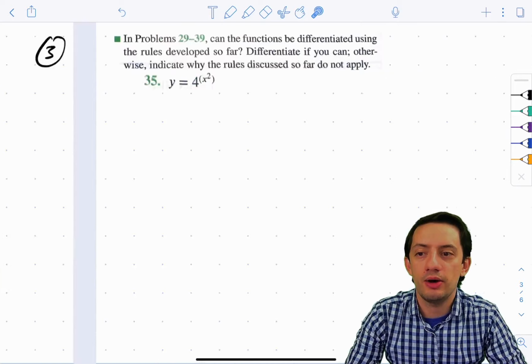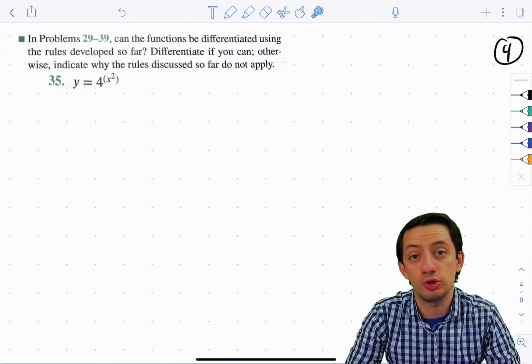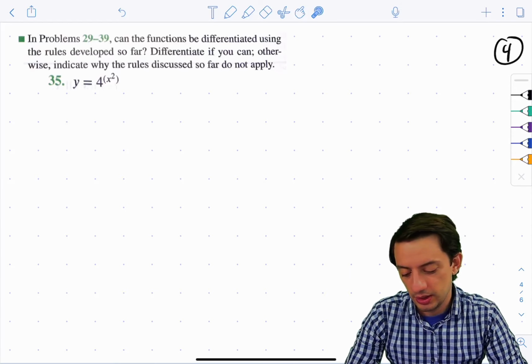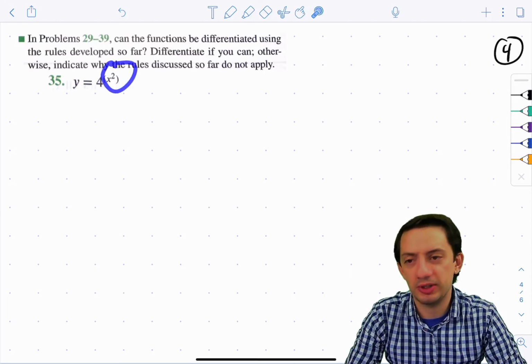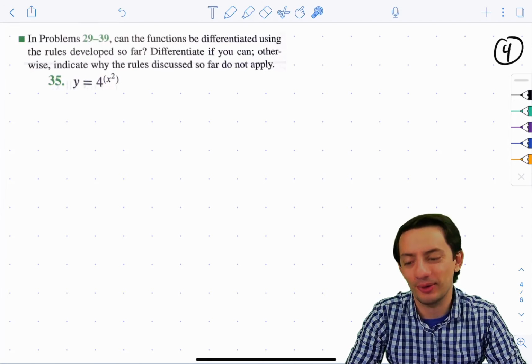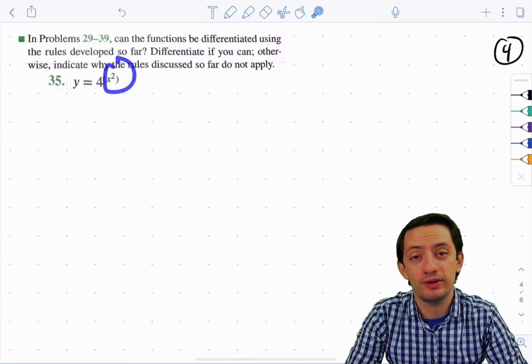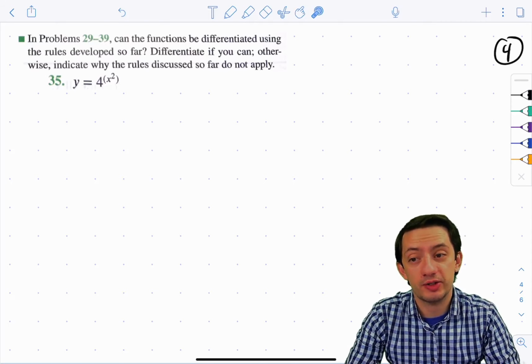Okay. Now, moving on to this one, this is number 35. Same instructions. Can it be differentiated? If so, do it. And if not, why not? This one is an exponential with something more complicated than just the variable in the power. In this case, it's x squared, not just like x plus 5. So can any of our rules of exponents save us?